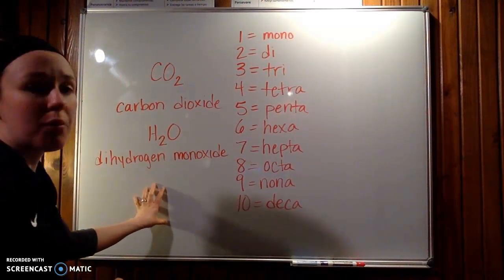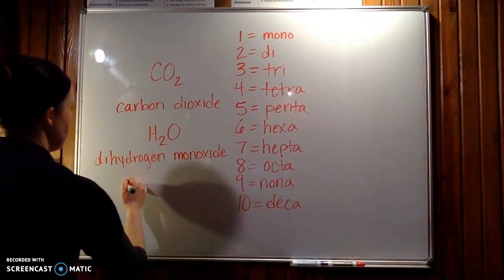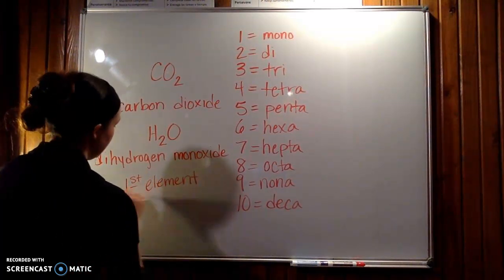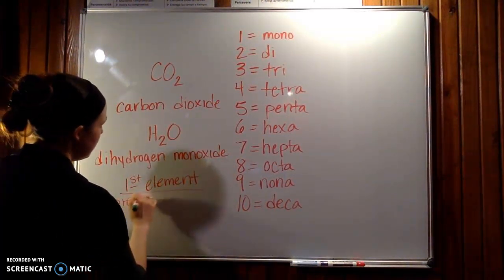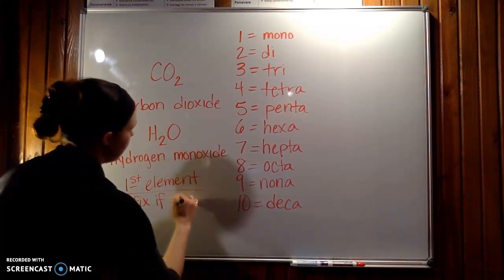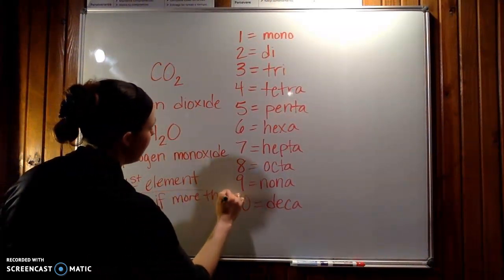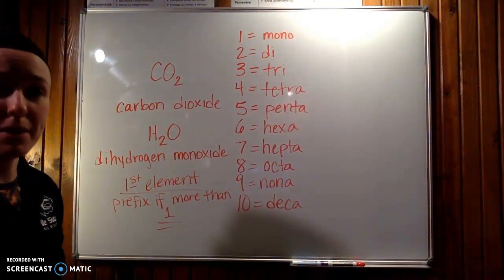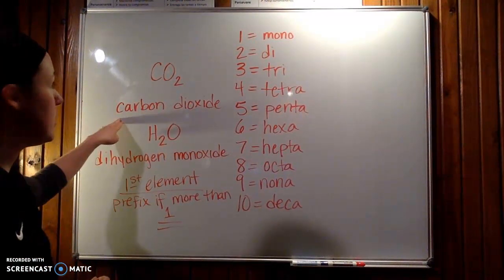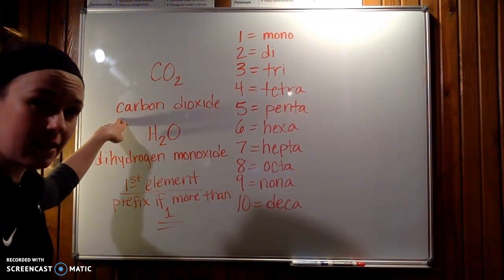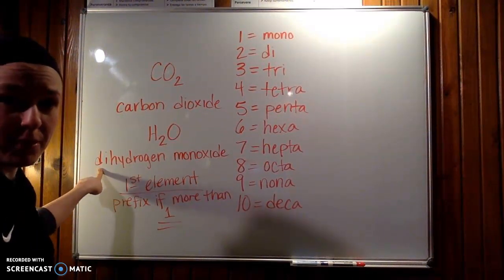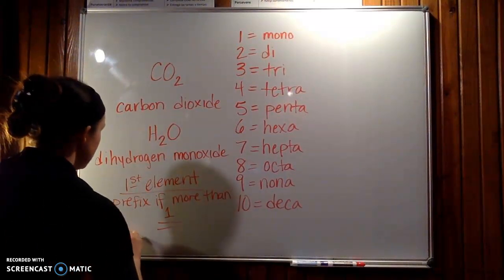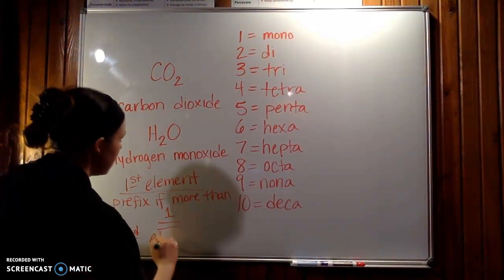So rules when we're writing names for these things. The first element, you use a prefix if there's more than 1. There has to be more than 1 of the first element if you're going to put a prefix on it. That's why we didn't do anything to carbon in carbon dioxide. But we did have to put a prefix there when there were 2 hydrogen to make it dihydrogen. So this first element only needs a prefix if there's more than 1.